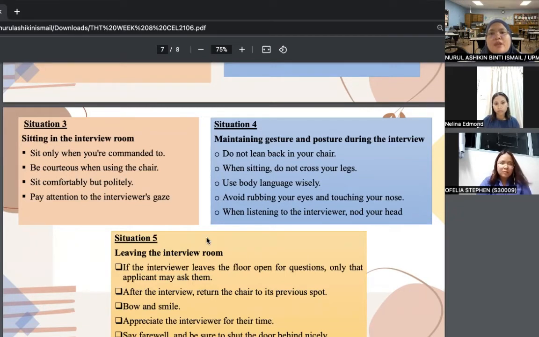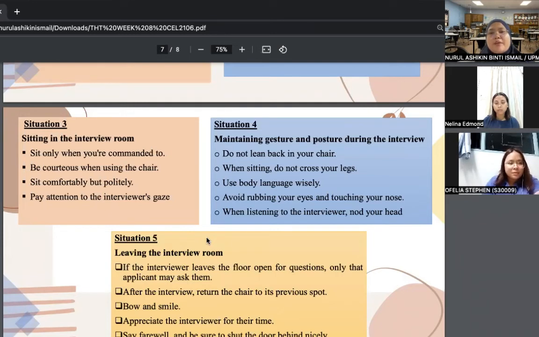Next, situation 4, maintaining gesture and posture during the interview. Do not lean back in your chair. When sitting, do not cross your legs. Just like these 2 points that I mentioned in situation 3. Then use body language wisely. It's better that we use our hands to explain what we need to say, and maybe this is a tip for us to avoid being so nervous.